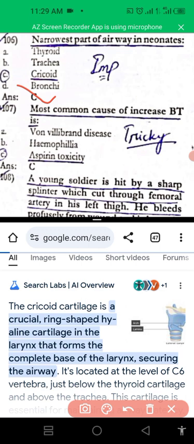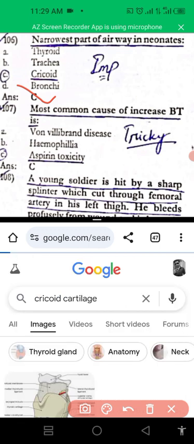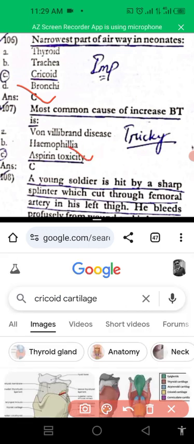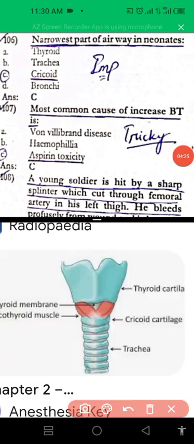Next one is the most common cause of increased bleeding time, which is aspirin toxicity. Von Willebrand disease is not so common. Hemophilia is also less common than aspirin toxicity as a cause of increased bleeding time.